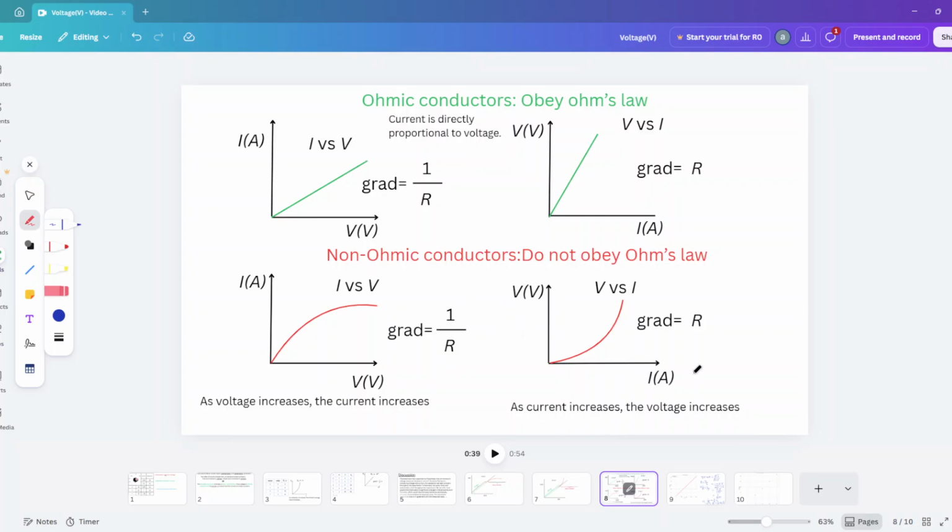Or you can plot V versus I. Again, here, as the current increases, the voltage increases. But this is a curve, so do not use directly proportional. So this is V versus I, and the gradient is R.